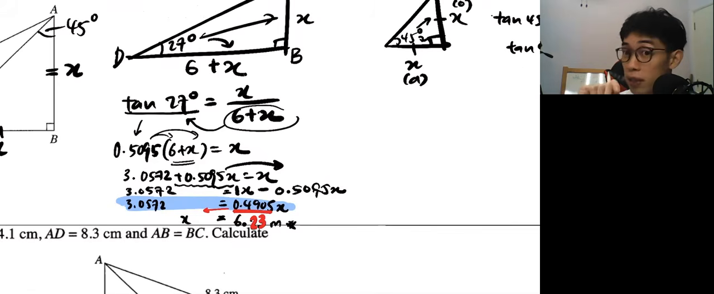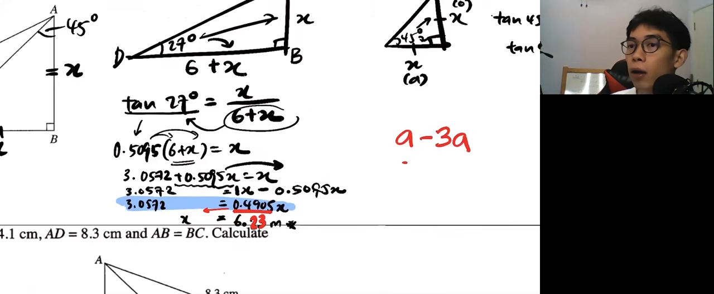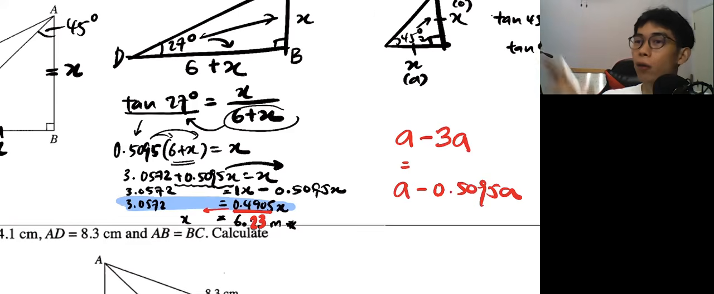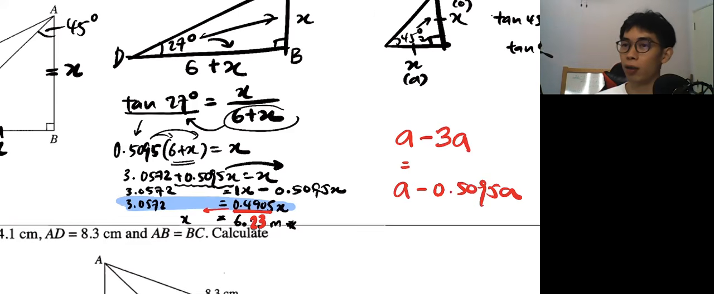Now how do you answer me this? What is a minus 3a? What is a minus 3a? Then how do you answer me this? Yes, correct. So what is a minus 0.5095a? You get what I mean?